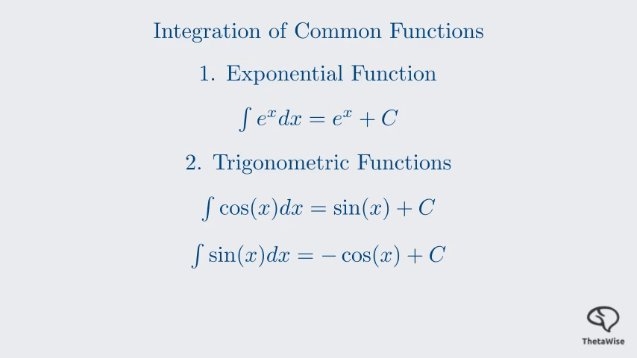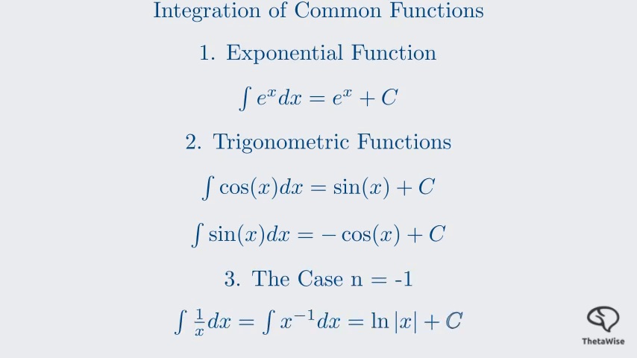Finally, let's address the case the power rule couldn't handle. N equals -1. The integral of 1 over x is the natural logarithm of the absolute value of x plus c. We use the absolute value because the natural log is only defined for positive numbers, but 1 over x is defined for negative numbers too.